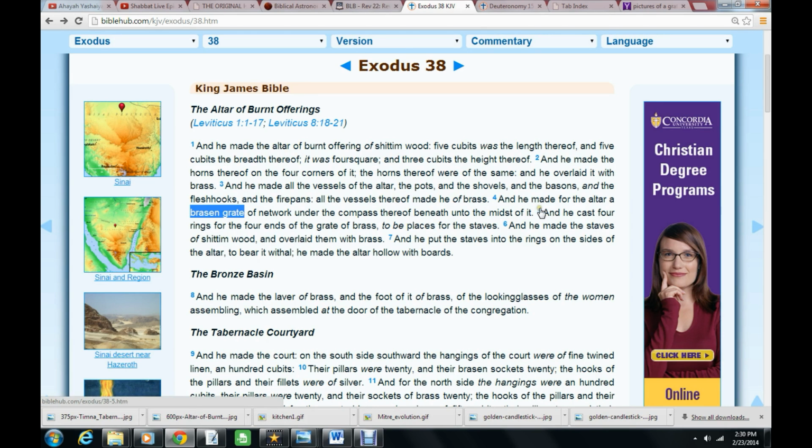And he made for the altar a brassin grate. And he cast 4 rings for the 4 ends of the grate of brass, to be places for the staves. And he made the staves of shittim wood, and overlaid them with brass. And he put the staves into the rings on the sides of the altar, to bear it withal. He made the altar hollow with boards.